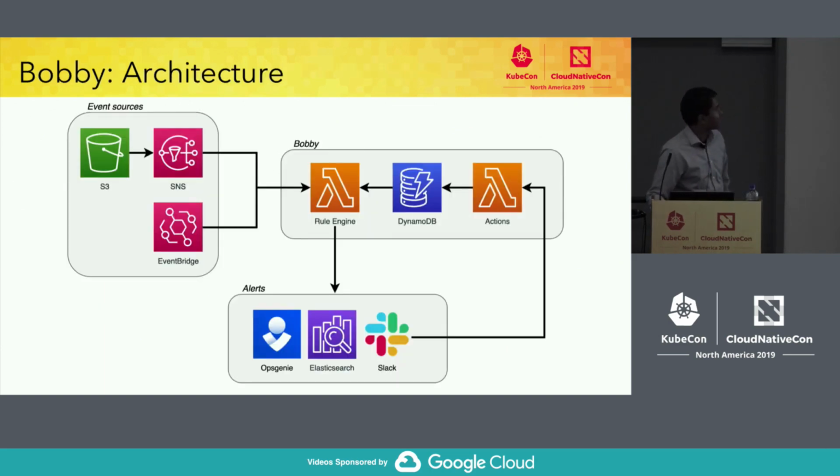So this is Bobby architecture. Again, it's using a lot of serverless event-driven Lambda functions. Now recall that we stored the Falco data, the enriched data, in the S3 bucket. So that S3 is pointing to that S3 bucket. As soon as data is stored, it sends an event that invokes the rule engine Lambda.